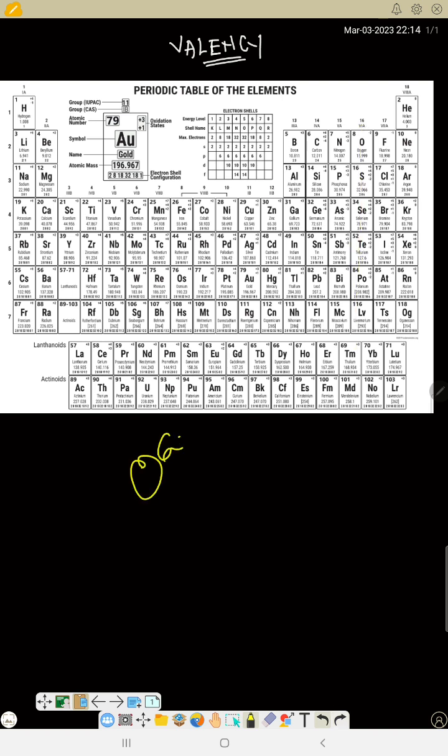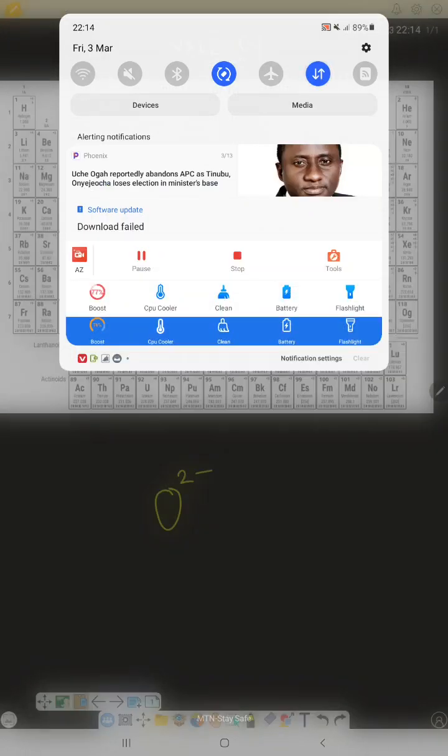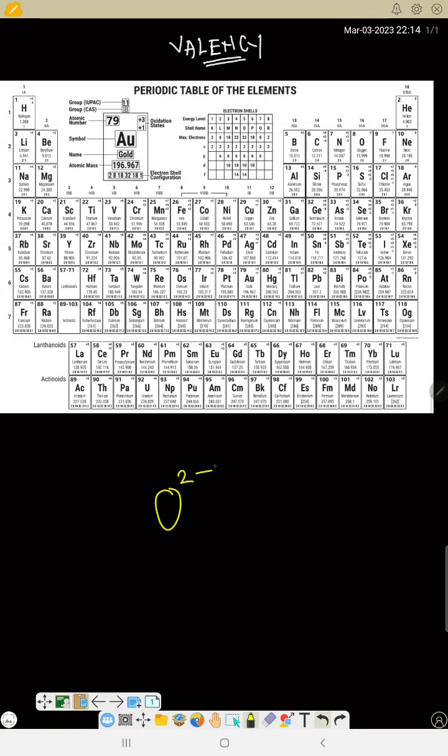oxygen should be 6 plus, but it cannot lose 6. It will rather gain 2. So that will be O2 minus. That is, it can only gain 2 electrons. It cannot lose 6. So that 2 is the charge, and the valency is also 2.